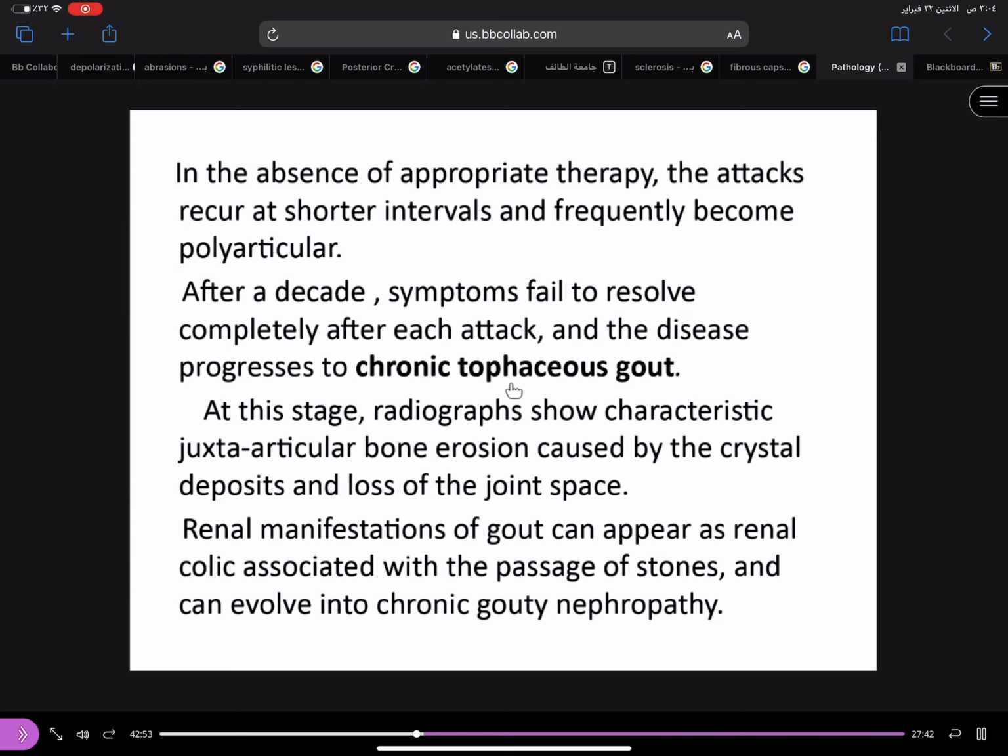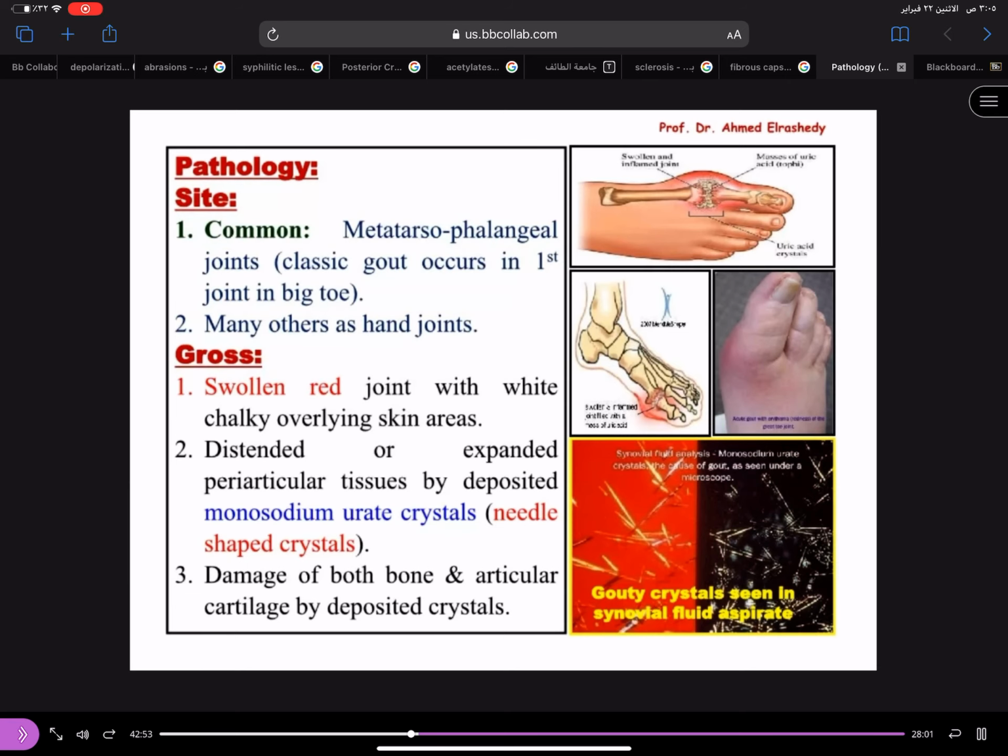Be with me, okay? The crystals start to deposit under the skin, in the joints also and under the skin, if you do not treat the patient. We will see all this in the next slide, inshallah. Or I should show you now.